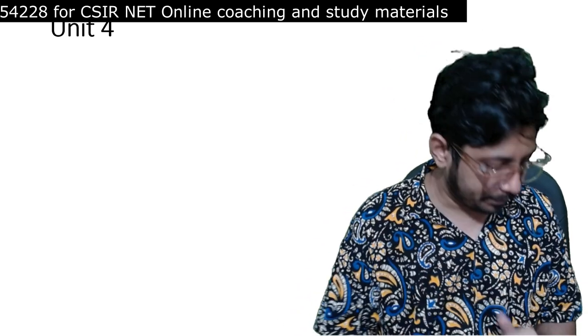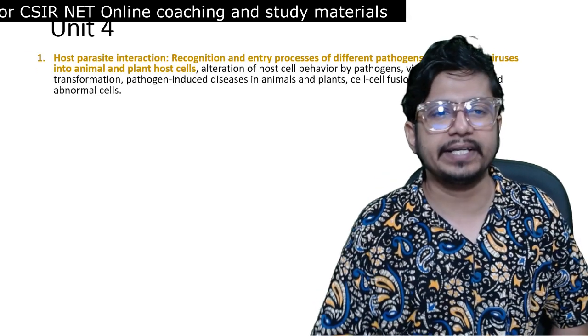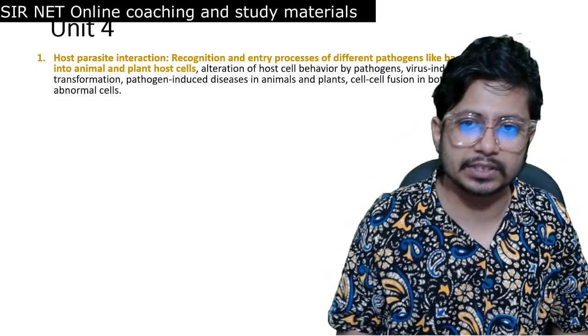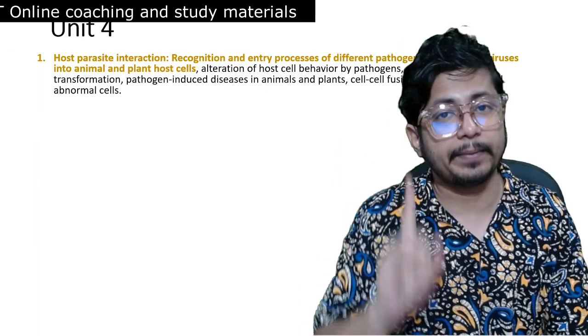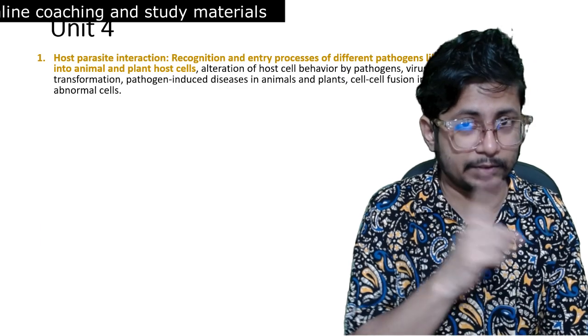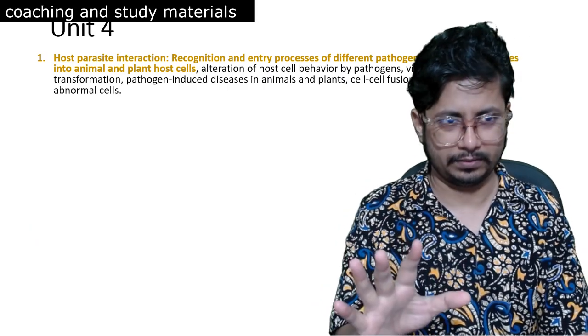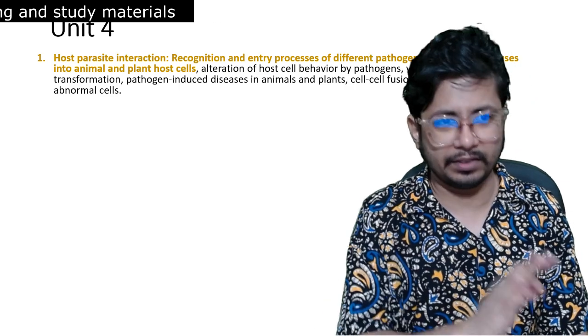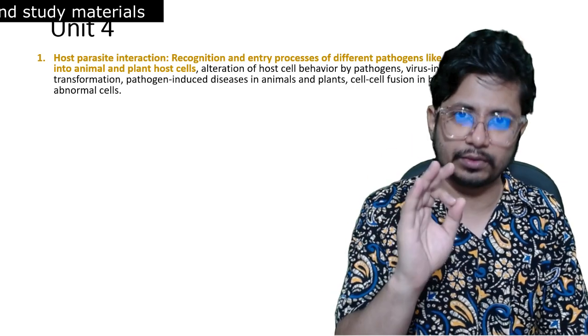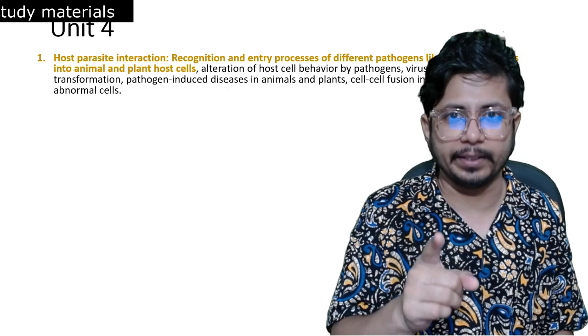Again, 3 color coding is used if you haven't watched any of the earlier videos. Green means most important, yellow means moderately important, and red means least important topics. So let's start with the syllabus. We have host parasite interaction, starting with recognition and entry processes of pathogens like bacteria, virus into animal and plant host cells. Although bacteria and virus both are listed, to be honest, they ask questions from bacterial pathogenesis, not the viral pathogenesis. So you can stick to the bacterial pathogenesis part, moderately important.